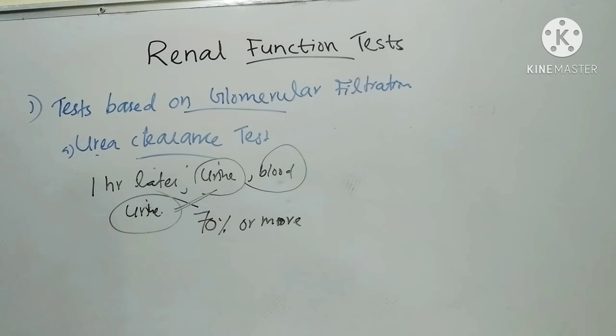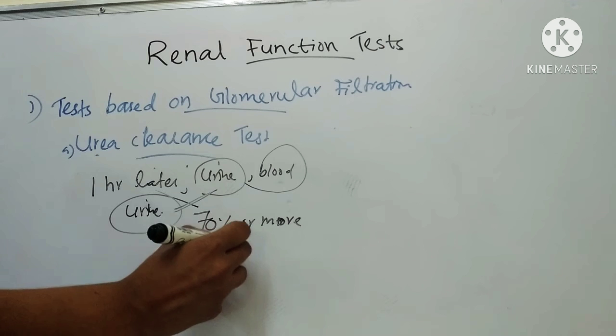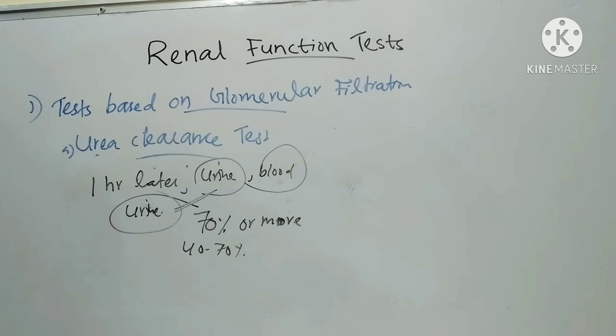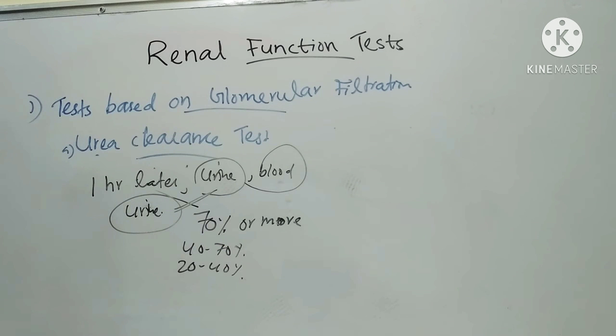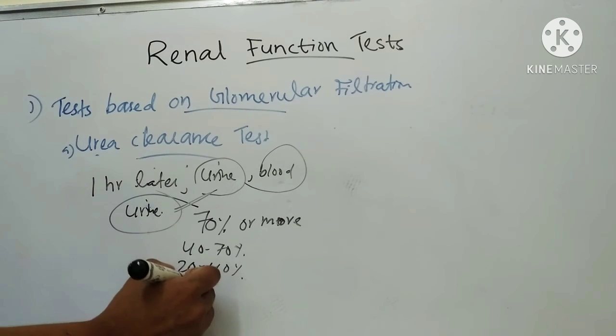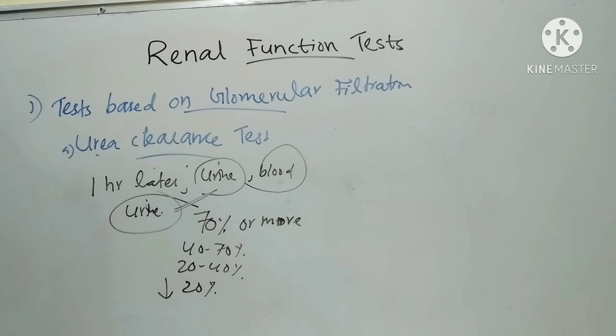Coming to the interpretation of the test, a urea clearance of 70% or more means the kidneys are excreting satisfactorily. Between 40 to 70% means mild impairment. Between 20 to 40% means moderate impairment. Below 20% means severe impairment of renal function. That is the interpretation of the test.